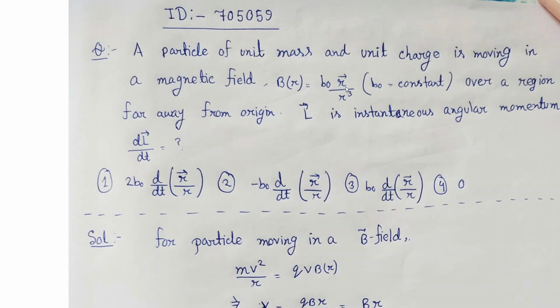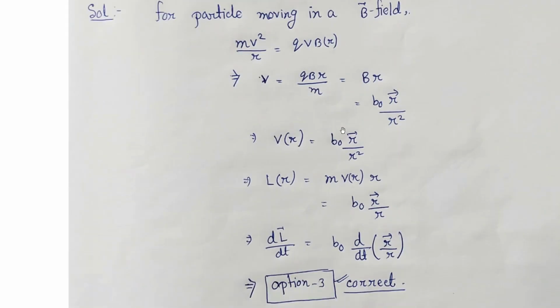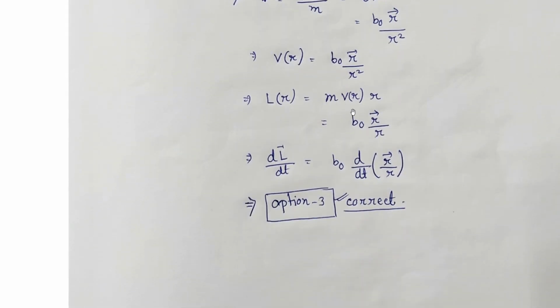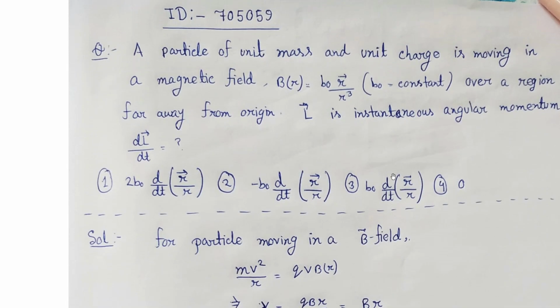Its velocity is a function of r now. Radius, velocity, everything keeps changing with distance and time. But still the direction of the velocity vector is always perpendicular to the radial vector. So keep this thing in mind and don't get confused with that. So here L is mvr, sin theta is 1. So you have v r as a function of r multiplied by r. So your final expression for L will look like B naught r vector divided by r. So when you do dL by dt, that is B naught d by dt of r vector by r. So option 3 will be the correct option for this question.